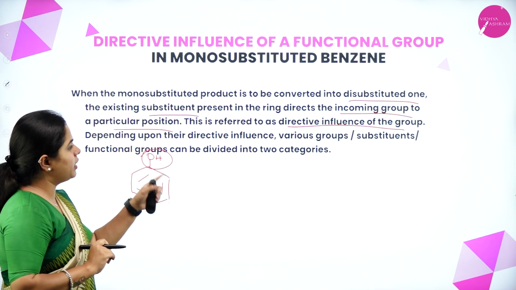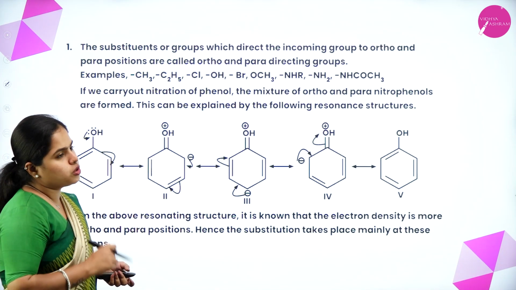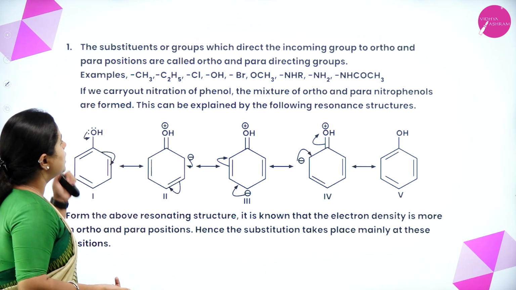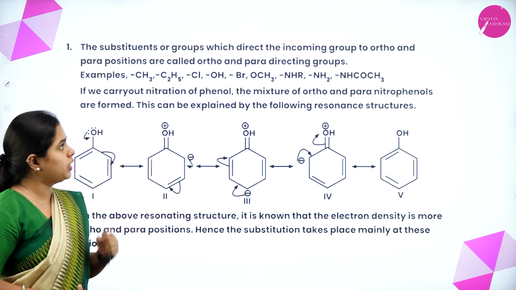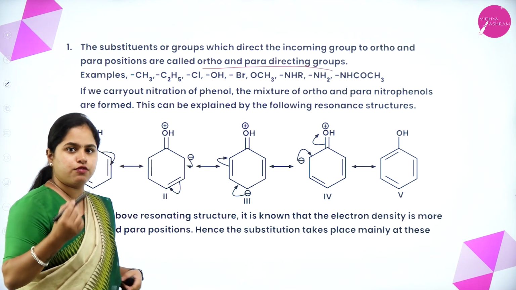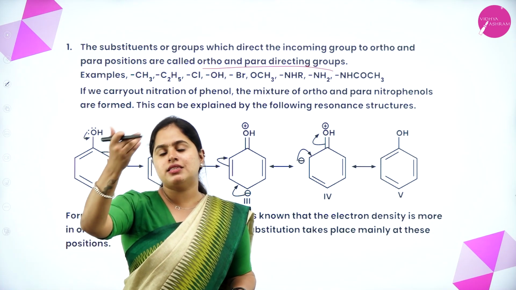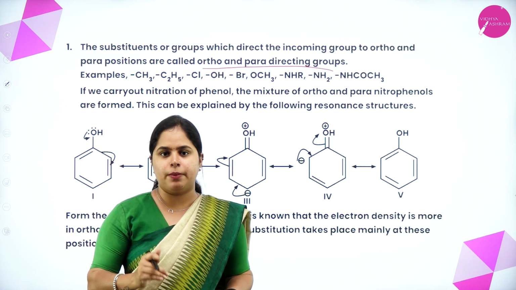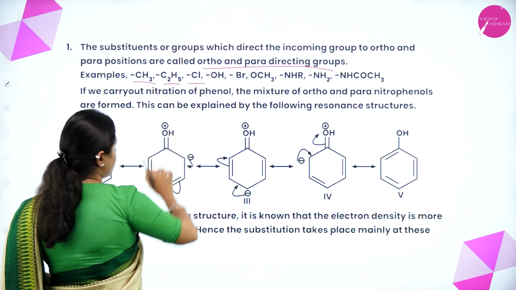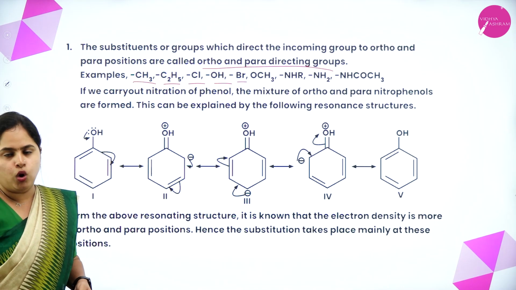Depending upon their directive influence, various substituent functional groups can be divided into 2 categories. The first one is ortho-para directing, and the second type is meta-directing. The substituents or groups which direct the incoming groups to ortho and para positions are called ortho-para directing groups. So there are certain groups which, when any other group is coming in, direct it into the ortho and para positions. For example, methyl group, ethyl group, chlorine, right? Hydroxy group, bromine, all these are examples of ortho-para directing groups.